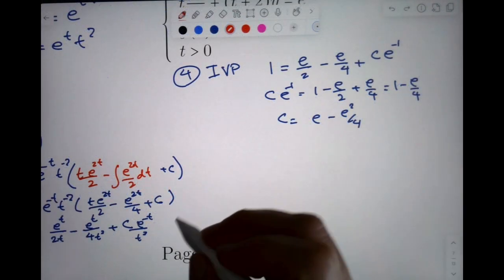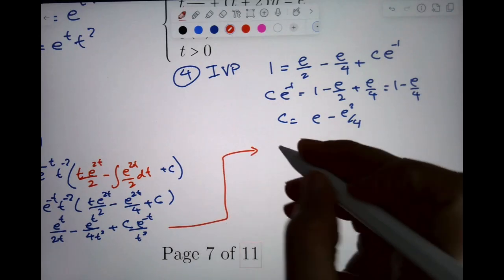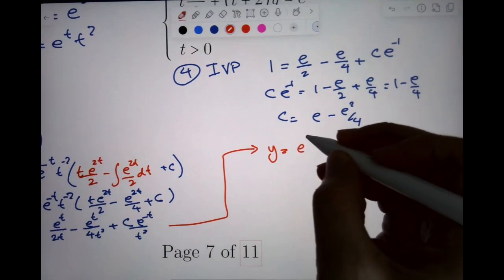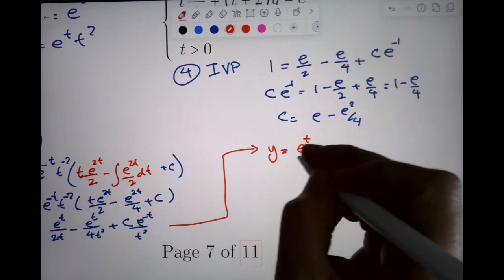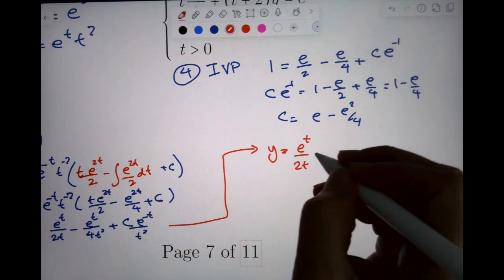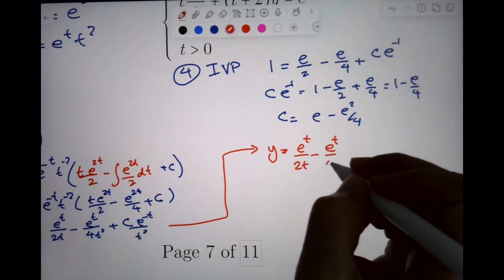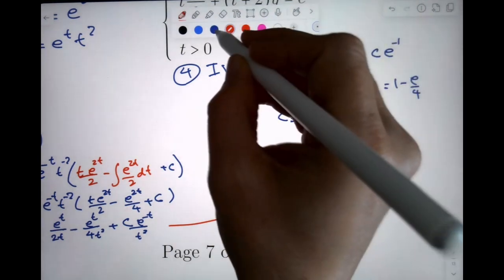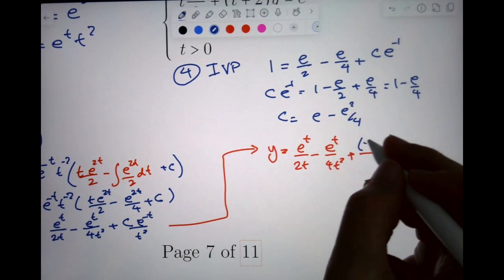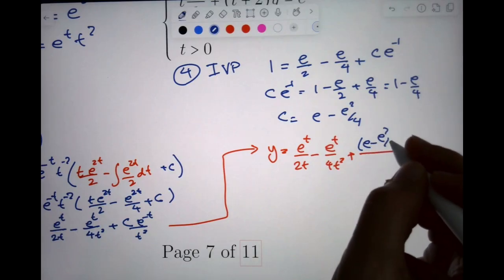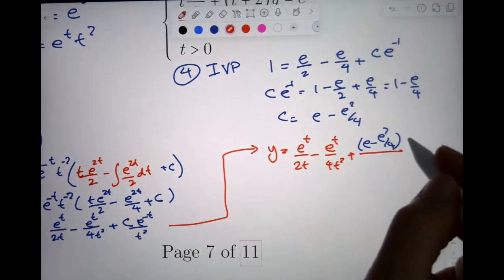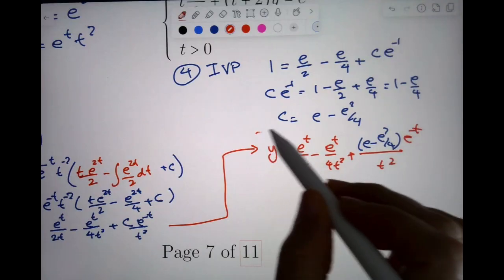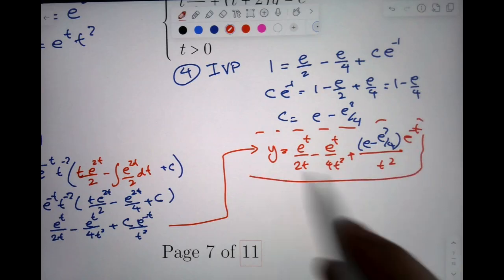And then what is remaining is to actually replace C in there, and that's y equal to e to the t divided by 2t minus e to the t divided by 4t squared plus, e minus e squared divided by 4 times e to the power minus t divided by t squared. And that is your final answer.